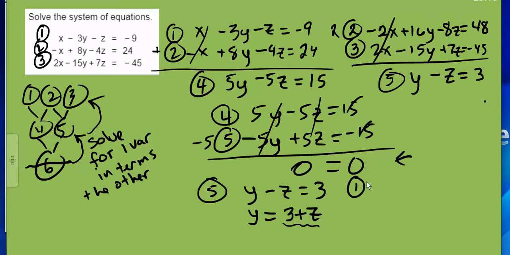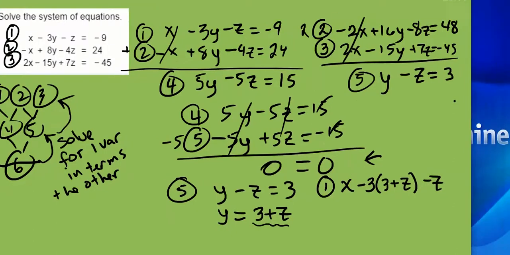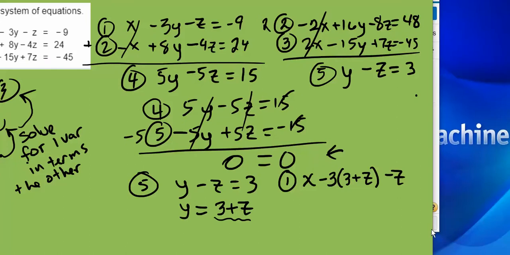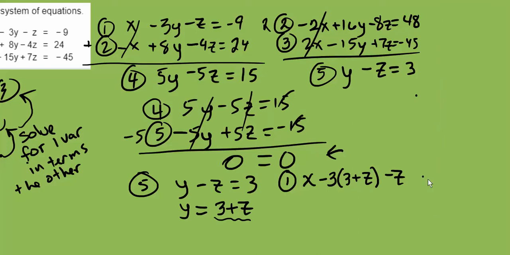So if I take equation 1, and I see I have x minus 3y, but y is the 3 plus z, minus z equals negative 9. So see, we got for equation 1, x minus 3y minus z equals negative 9. And then we're going to simplify this. So distribute the negative 3. Combine your like terms.